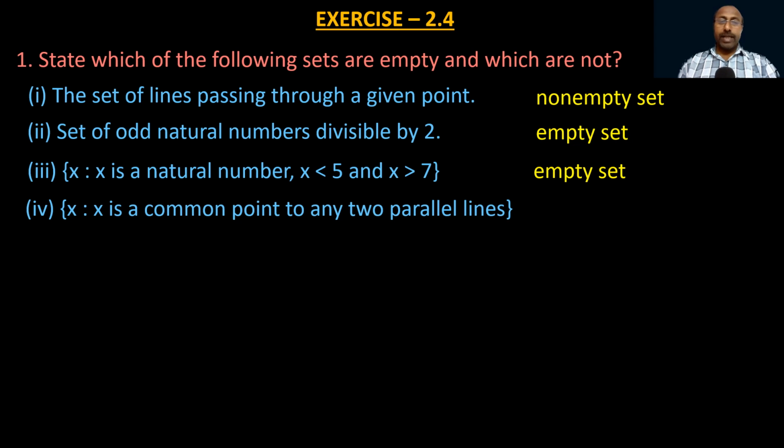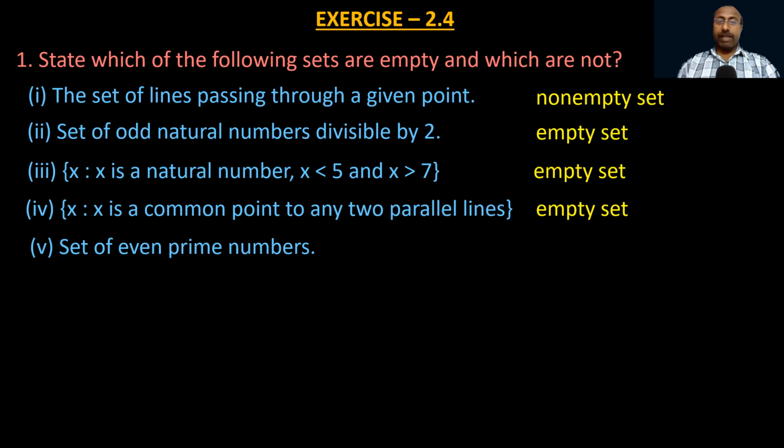Fourth one, x such that x is a common point to any two parallel lines. So we know that parallel lines do not intersect each other, so there is no common point for parallel lines. So the given set is an empty set.